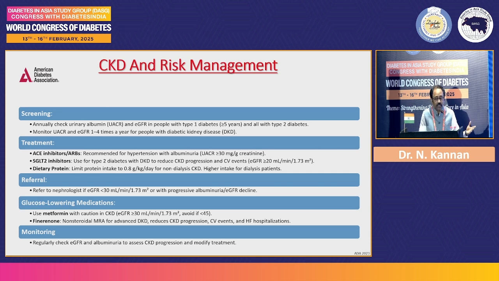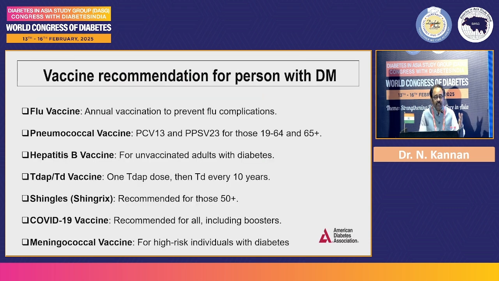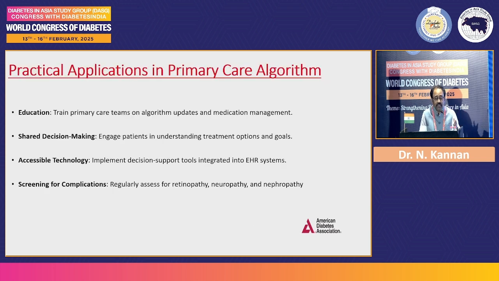Now, modern medicines, complex algorithms, we have vaccination as well. So these are the practical education, shared decision making, accessible technology, and shared screening for complications.